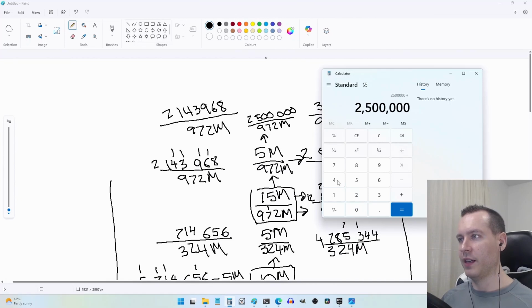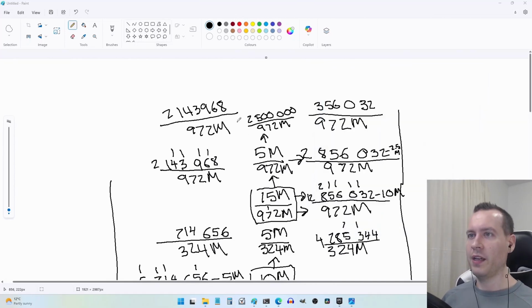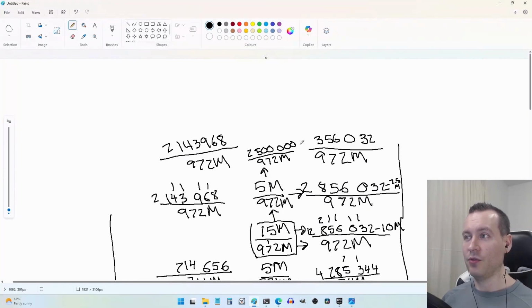2,500,000 divided by 972,000,000. Was that one too many zeros? Yeah, here we go, 972 million. Actually, maybe we need to do one more division. Let's see what we have here. So we're going to do 2/3 to the left. Okay, let's just go ahead with this. Multiply this by 2, do this. Maybe this is faster. We'll see.